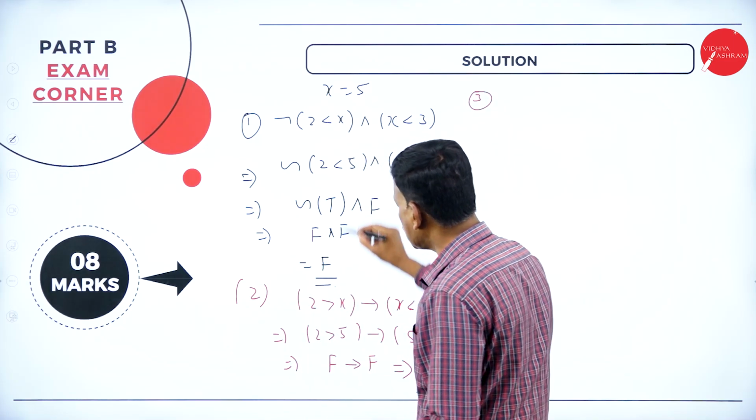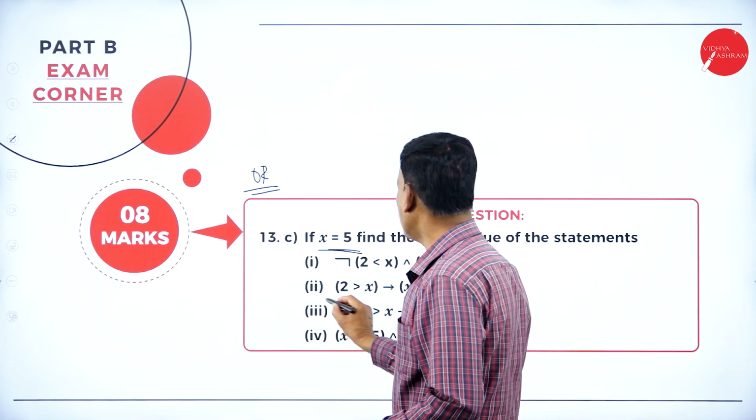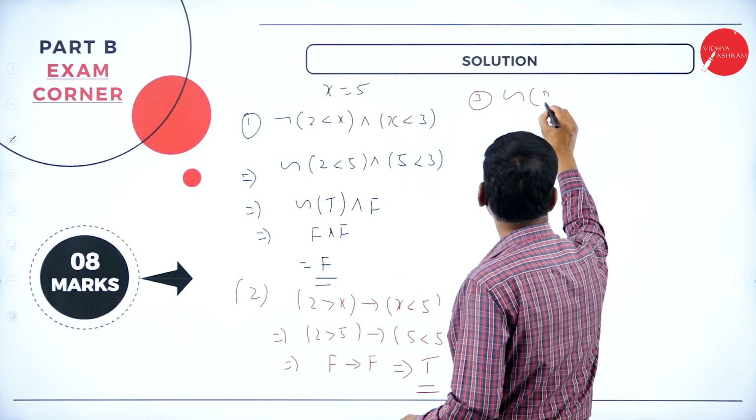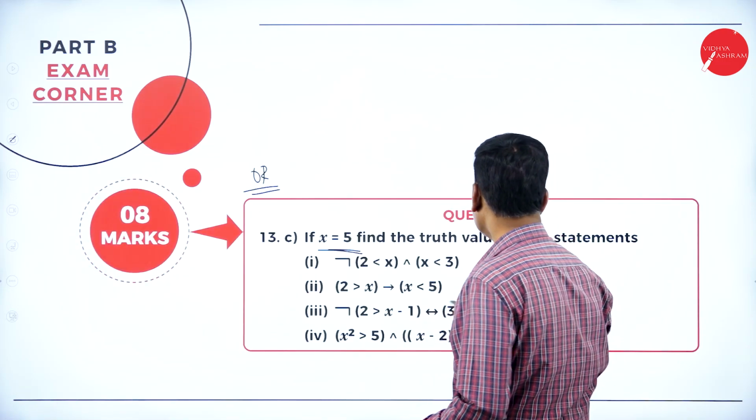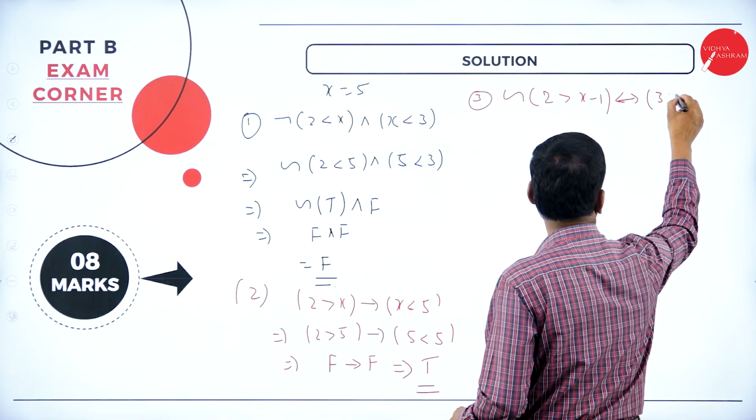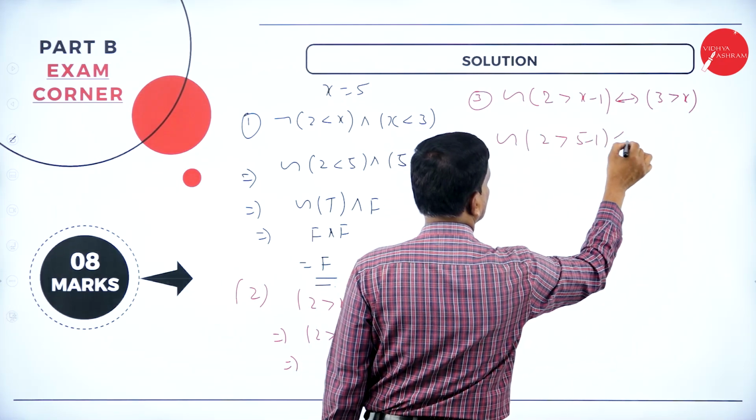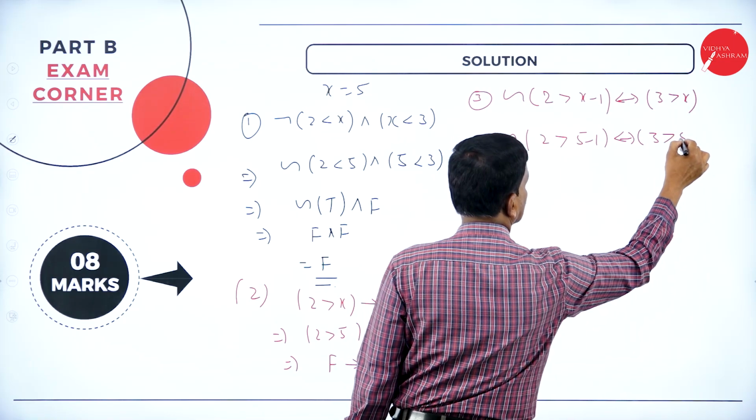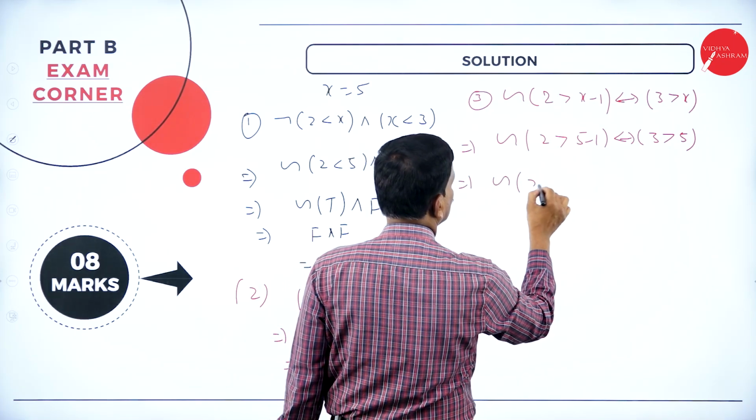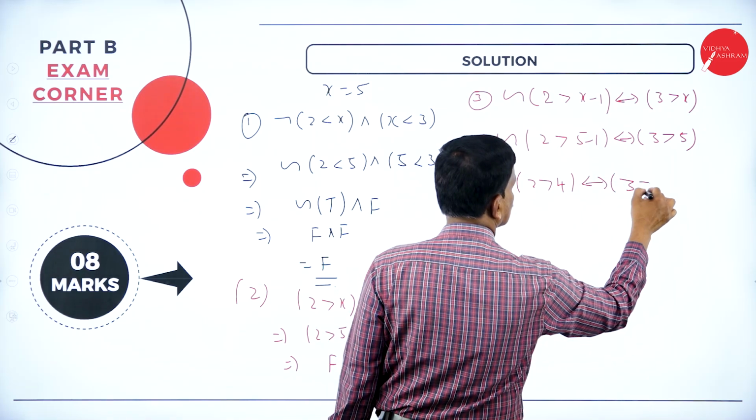Now move on to the next one, the third one. Each carries 2 marks, totally 8 marks for all these 4. Now third one: negation of 2 greater than x minus 1, which is biconditional to 3 greater than x. So same, x is 5. Now simplify this. Negation of 2 greater than 5 minus 1, which is 4, biconditional to 3 is greater than 5.